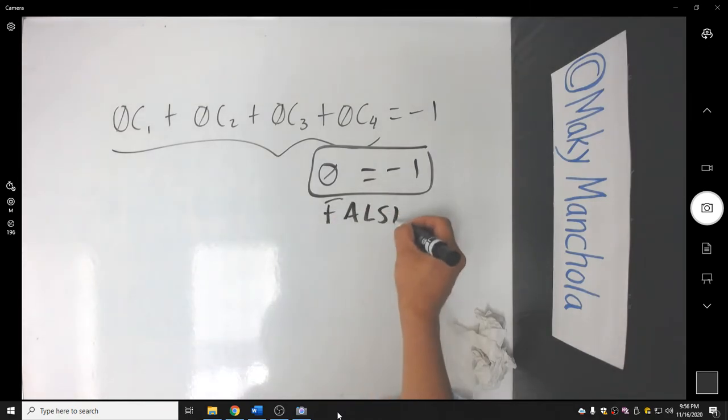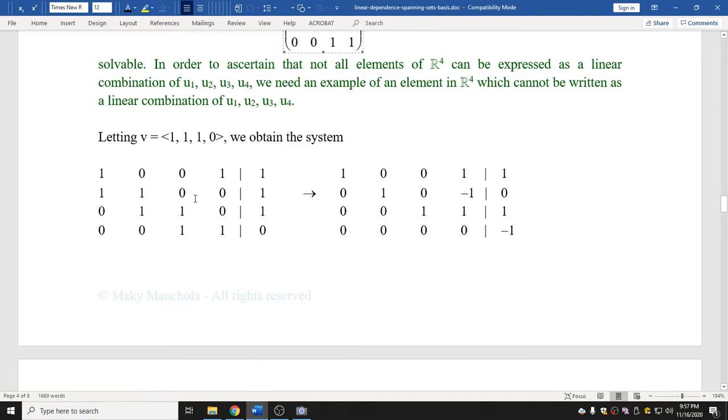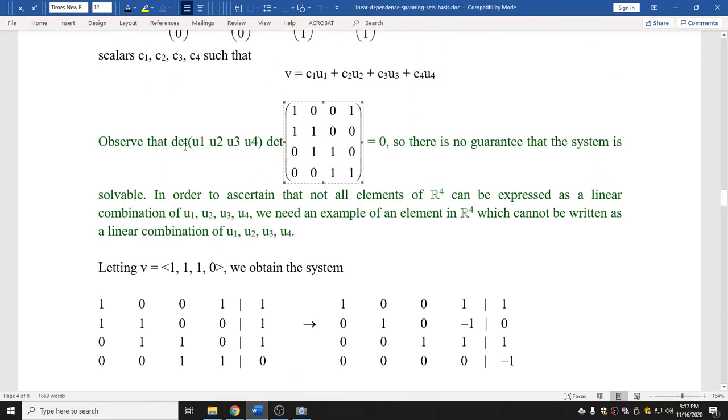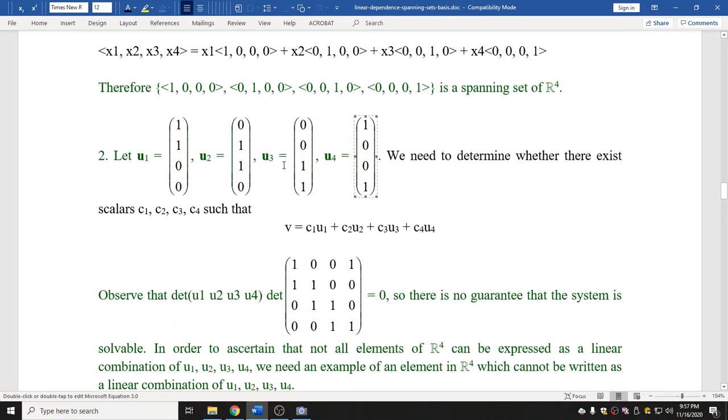So we just conclude that the element 1, 1, 1, 0 of R4 cannot be written as a linear combination of our given elements of R4, U1 equals 1, 1, 1, 0, 0, all the way up to U4 equals 1, 0, 0, 1. We cannot write this element of R4 as a linear combination of those elements. Consequently, the set U1, U2, U3, U4 is not a spanning set of R4.